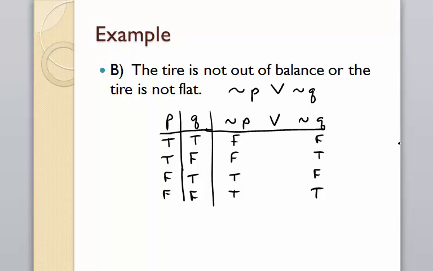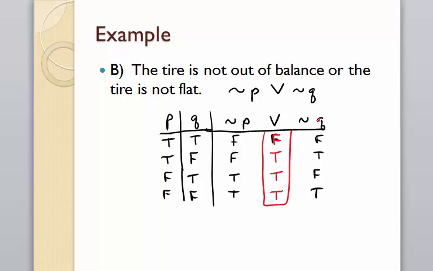So if the P value is false or the Q value is false, we have a false. If the negation of P is false, the negation of Q is true, the answer is true. A true and a false make a true, and two trues make a true. So this is the answer for part B.